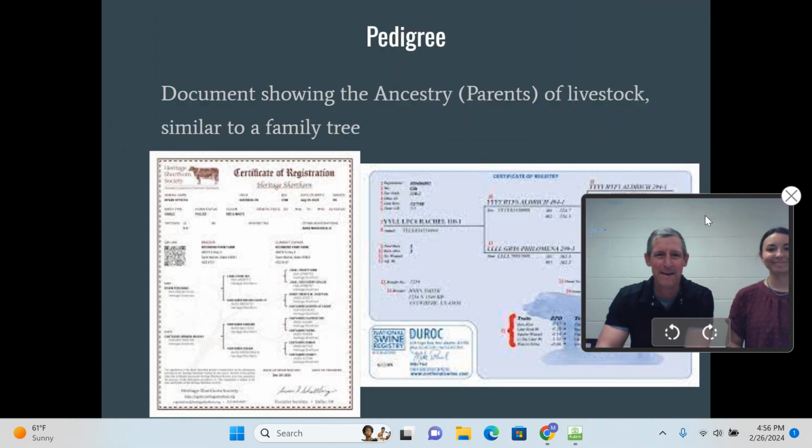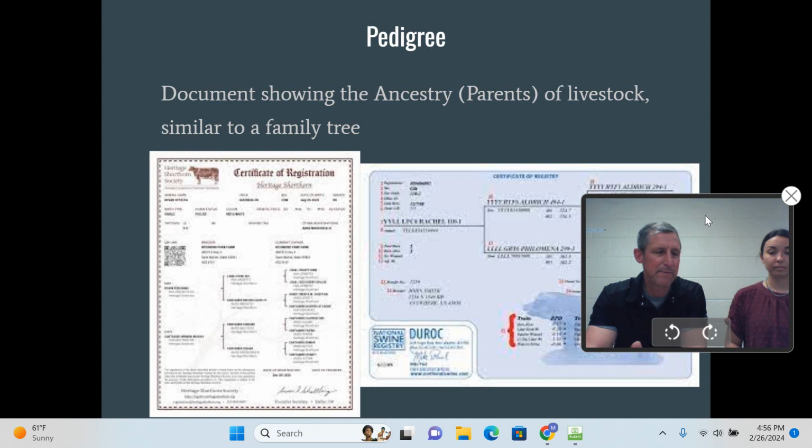There we go. All right, and so there's your definition of pedigree. A pedigree is a very important documentation. As you see here, it's a document showing the ancestry of livestock, and it's similar to your family tree. We have a couple of examples up here on the PowerPoint where we have registration papers for what looks like a shorthorn on the left, and on the other side is one for a pig.